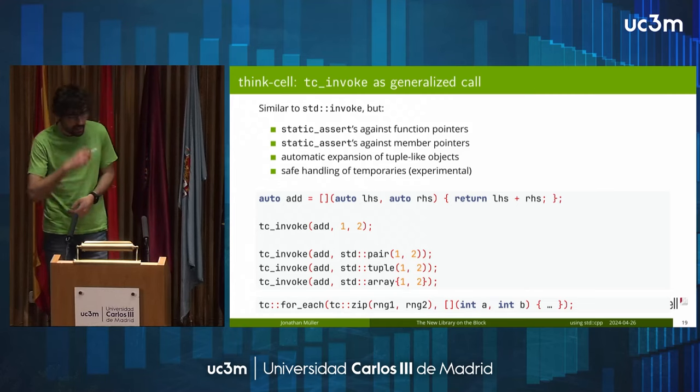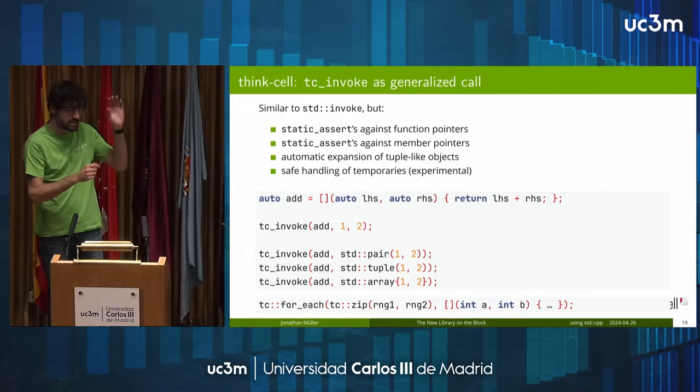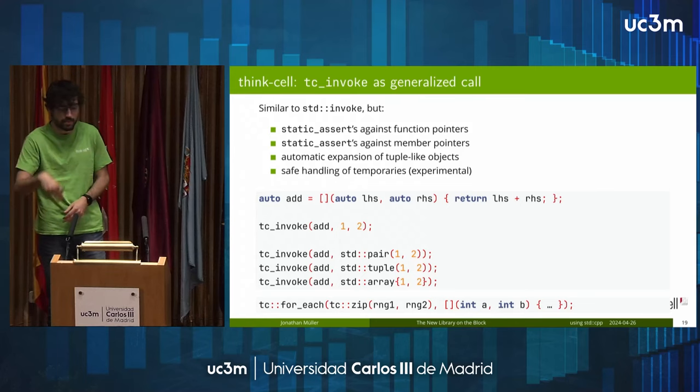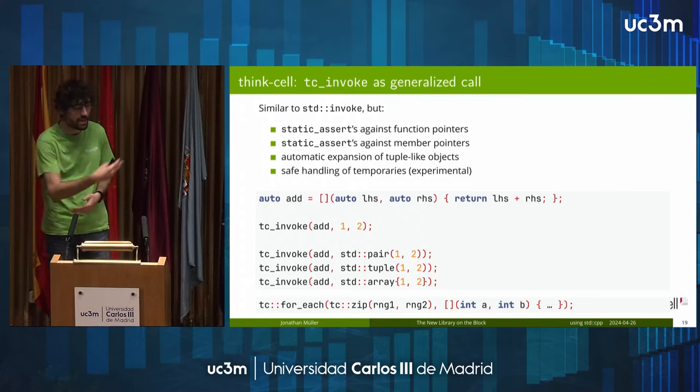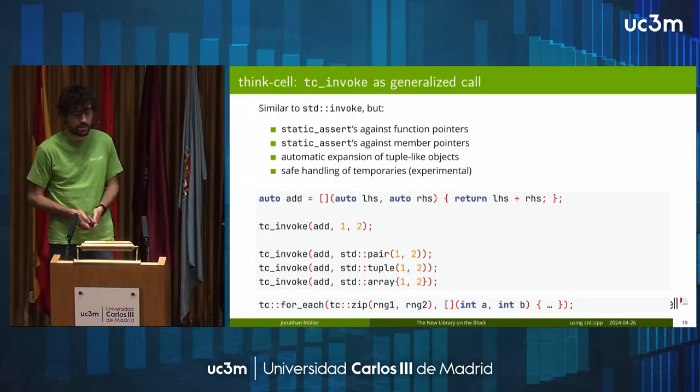Yeah, this is the zip example. So like TC for each of zip, you want A to range over the first thing, and B to range over the second thing, and you just want to handle it. You don't want to get a tuple in there that you have to manually unpack. So it's really convenient that invoke does that.